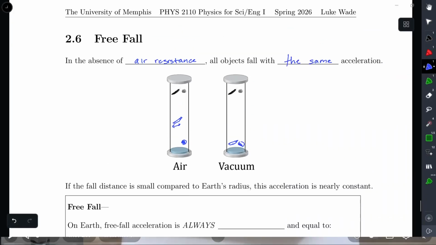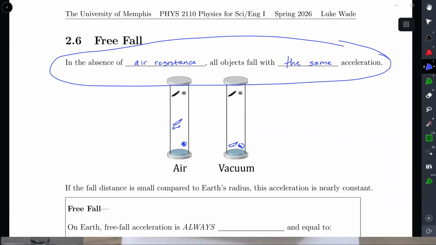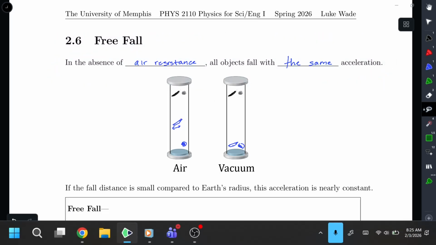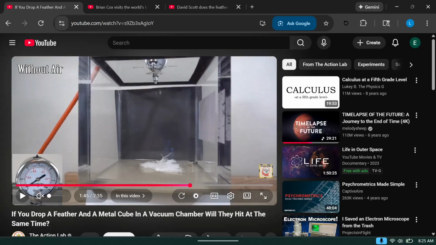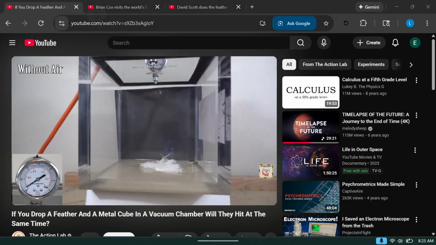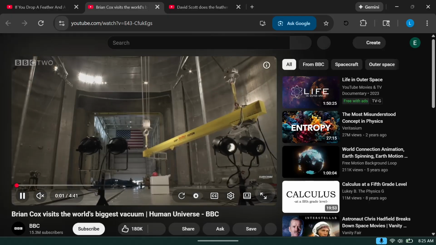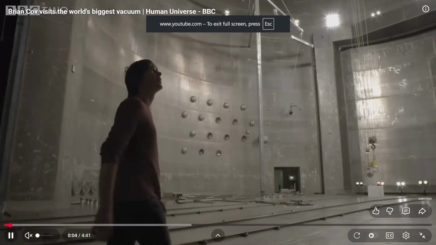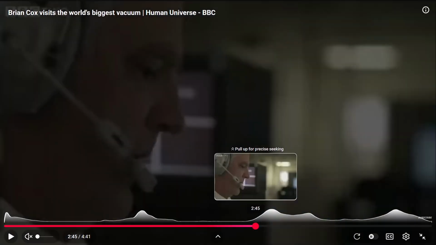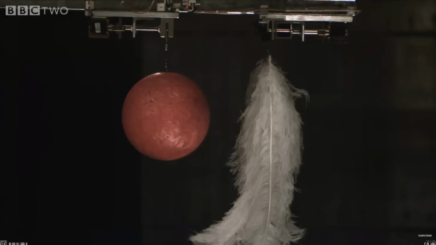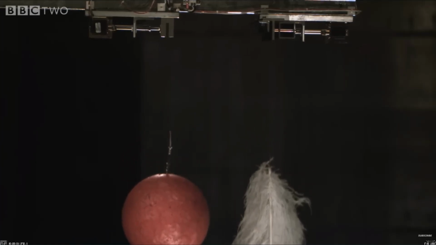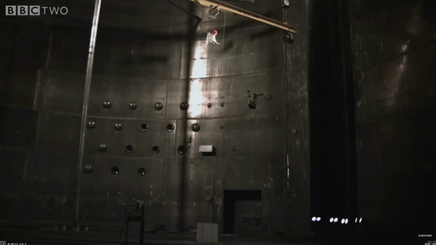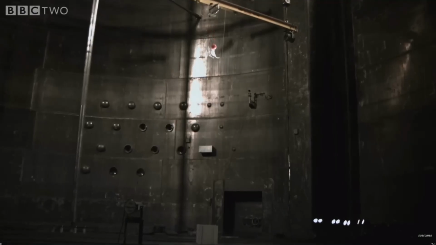So again, to emphasize, in the absence of air resistance, all objects fall with the same acceleration. Anything you drop will hit at the same time. And if you are not convinced, you say, well, that's a pretty short fall. You'd probably see the difference over a much longer fall. Well, lucky for us, this was done in a giant vacuum chamber. But now with a bowling ball and a feather. And they stay side by side the entire time.